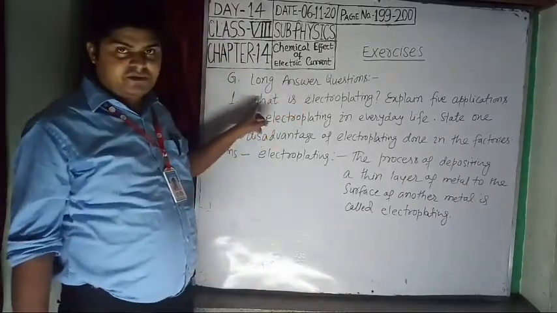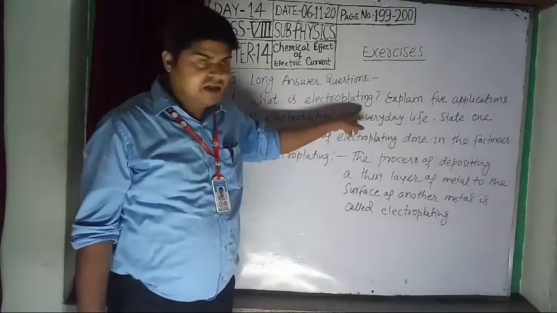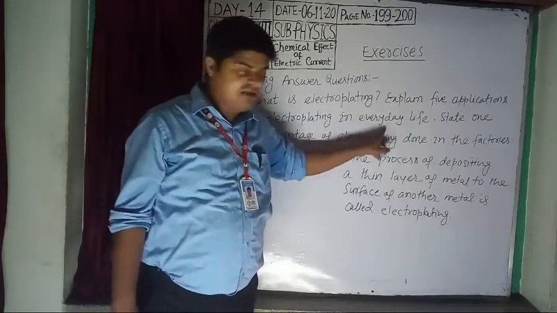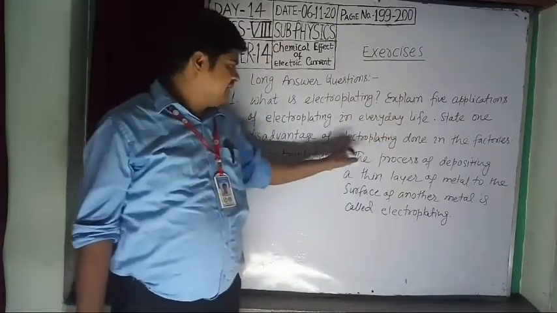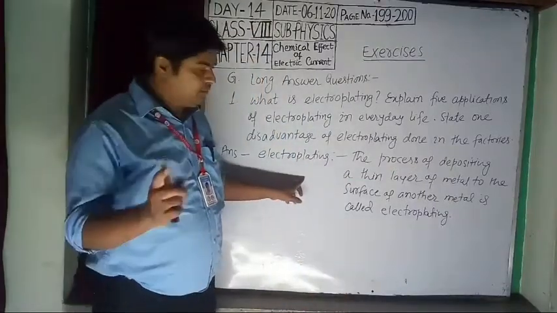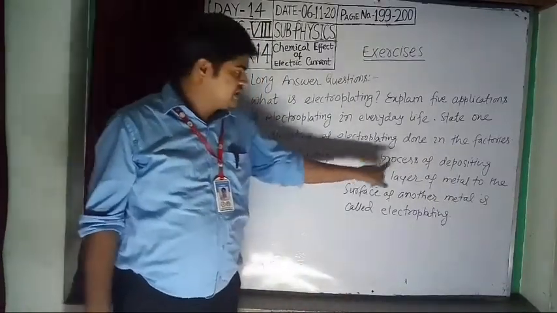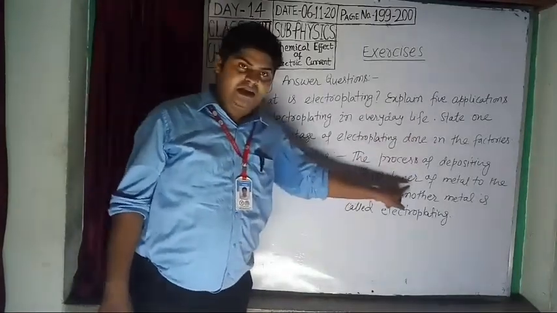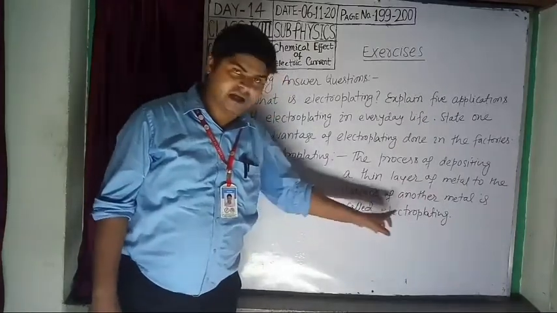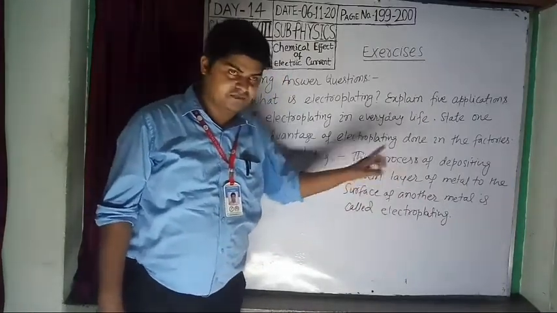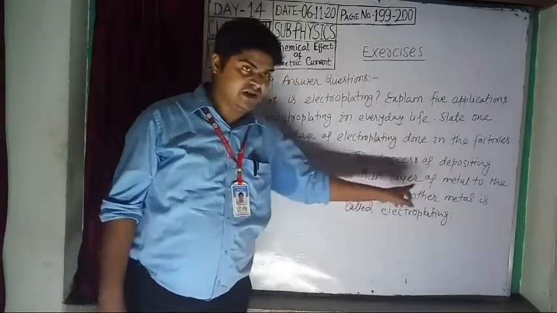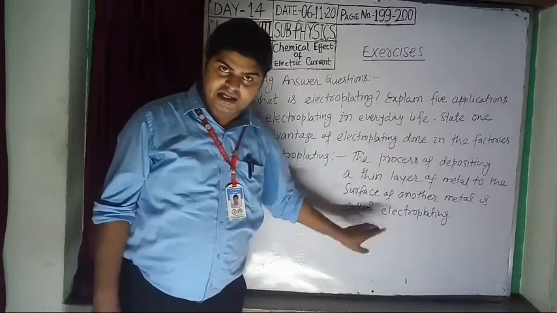Question number 1. What is electroplating? Explain 5 applications of electroplating in everyday life. State one disadvantage of electroplating done in the factories. So see here, I have told you that electroplating means the process of depositing a thin layer of metal on the surface of another metal.